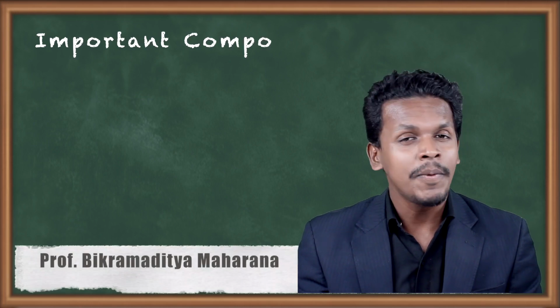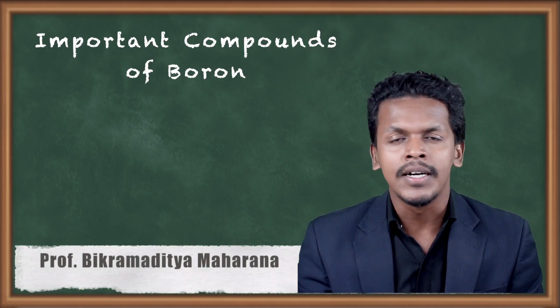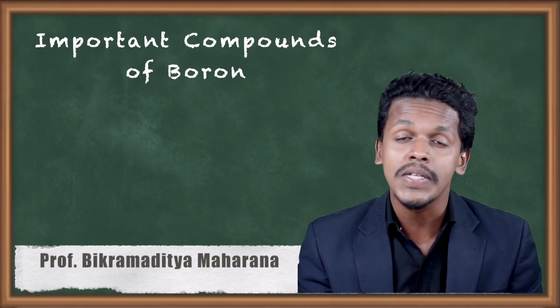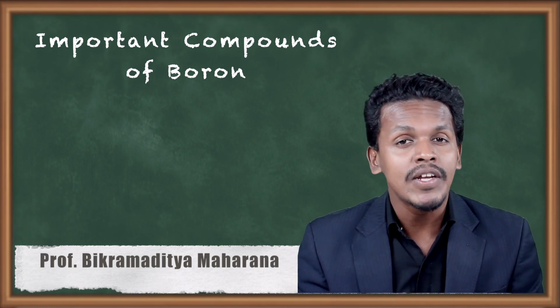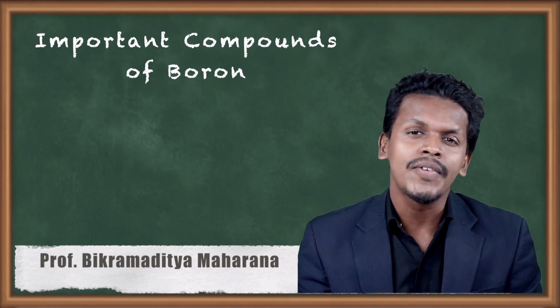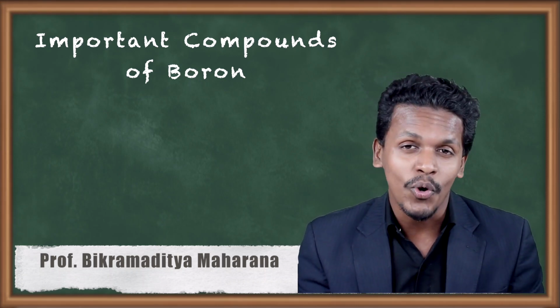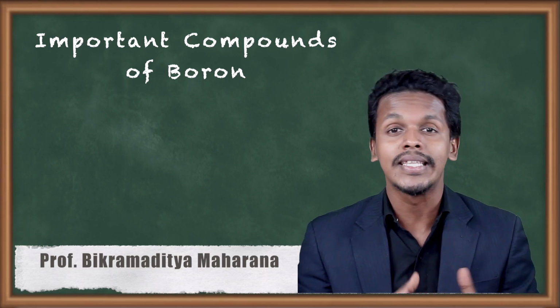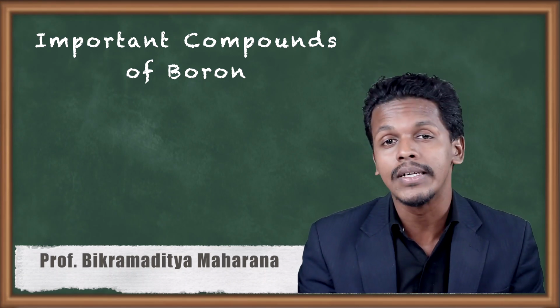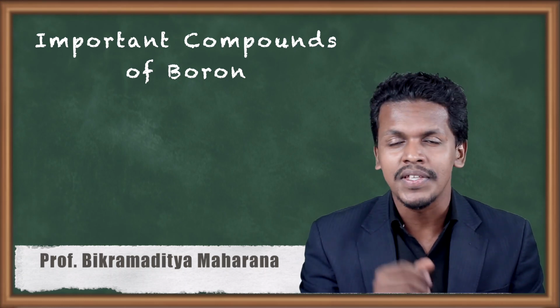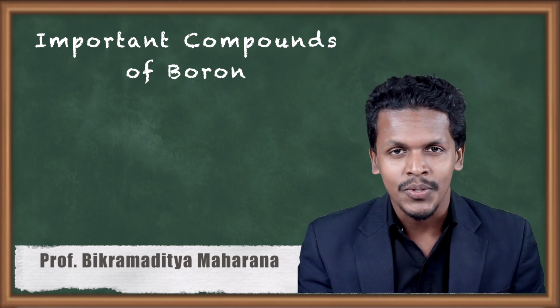Hello friends, in the previous lecture we talked about the different chemical as well as physical properties of boron, and we also discussed the different uses of boron. Now, based on that, we are going to talk about the different compounds that consist of boron. So we are going to talk about the methods of preparation, the chemical properties, as well as the uses of those compounds which consist of boron in them. So let us start with this.